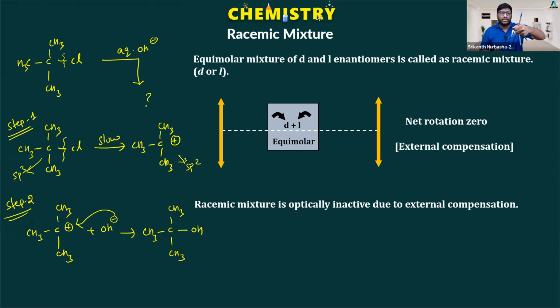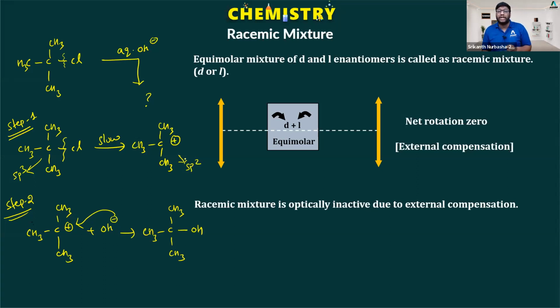First step, step 1, what happens? The carbon chlorine bond is slowly cleaved. The chloride is lost. As soon as the chloride is lost, this carbon gets what charge? Positive charge. So it becomes a carbocation now. Carbocation is having sp2 hybridization.